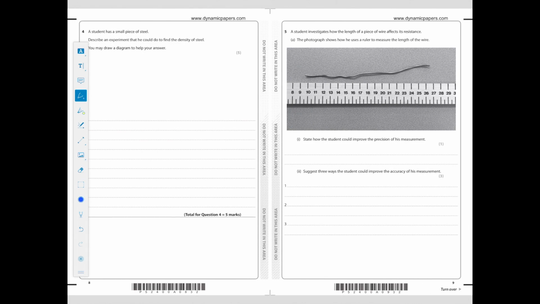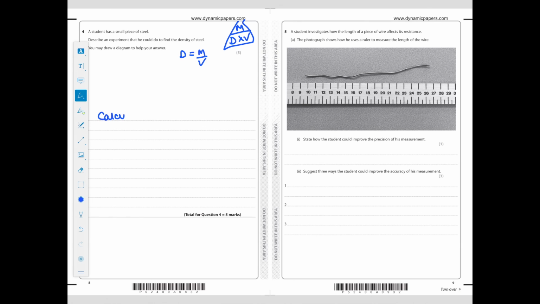4. A student has a small piece of steel. Describe an experiment that he could use to find the density of steel. You may draw a diagram to help your answer. Well, we know I can't draw, so I will avoid drawing a diagram at any cost. But we're after the density of steel. So how do we work that out? Using this formula triangle, d m v. So we know that density is calculated by doing mass divided by volume. So therefore, we need to work out both the mass of the steel and its volume.